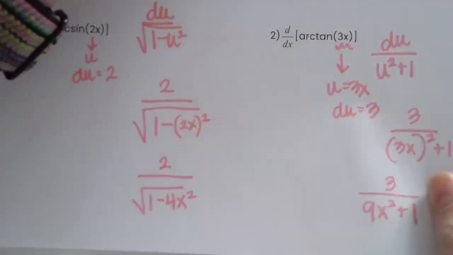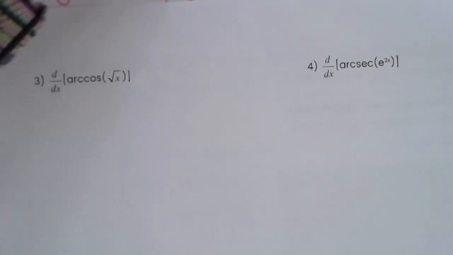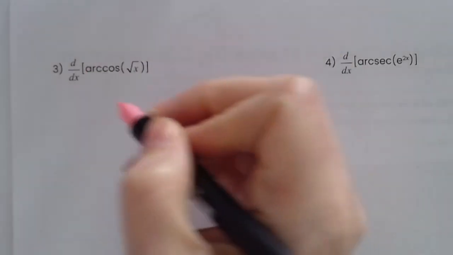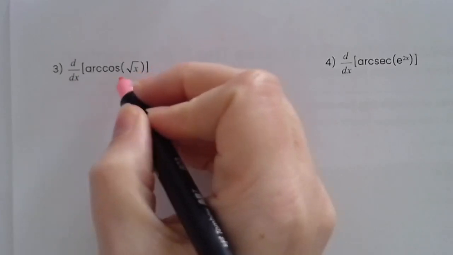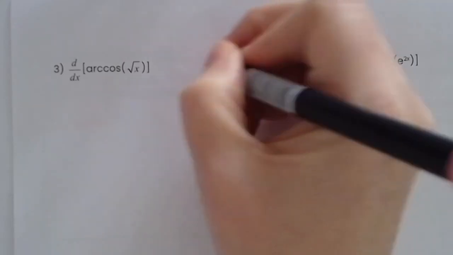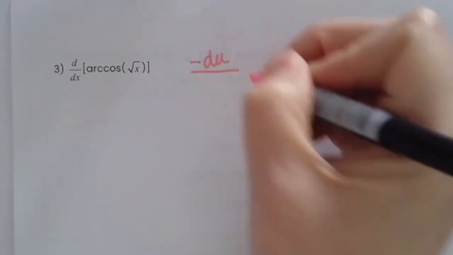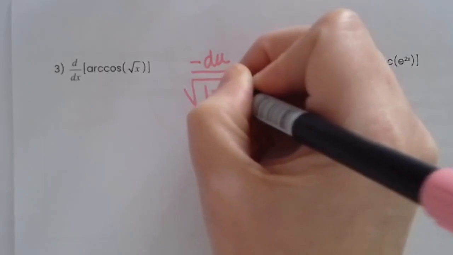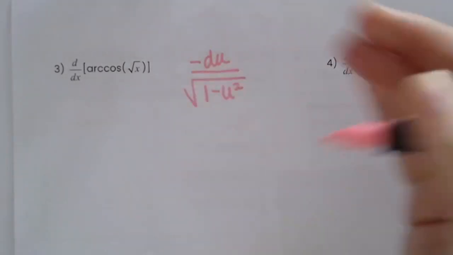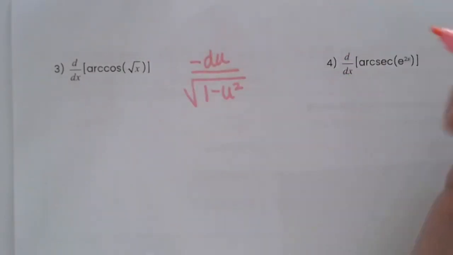Okay, let's do a couple more. Again, it's not really about a difficulty here. We just need to know which formula we are about to use. So we're going to take the derivative of arc cosine square root of x. Well, arc cosine, its formula is negative du over the square root of 1 minus u squared. This one looks a lot like the sine one, it's just the negative version. So cosine and sine are very much related.